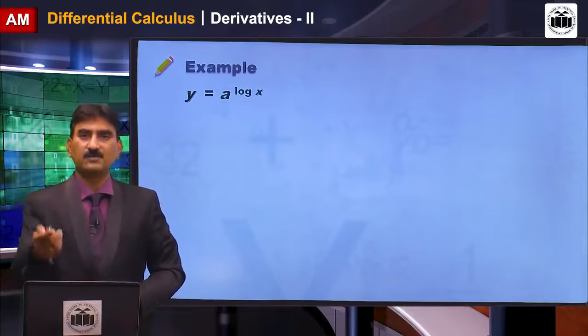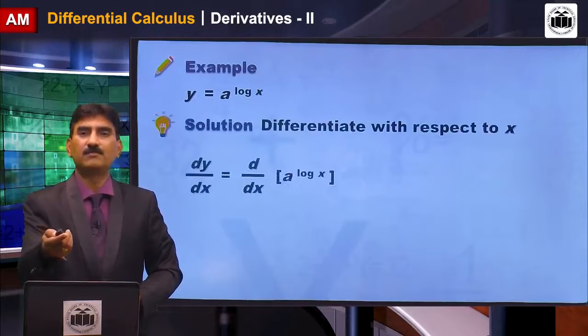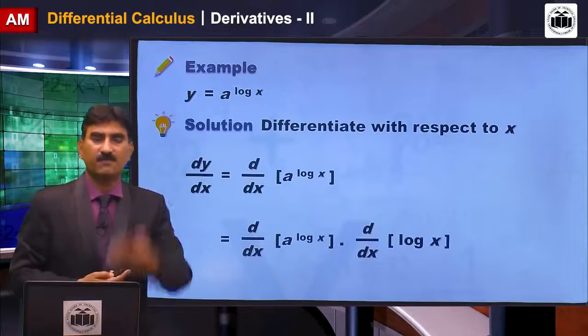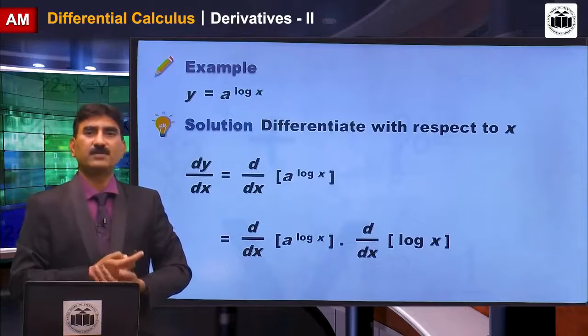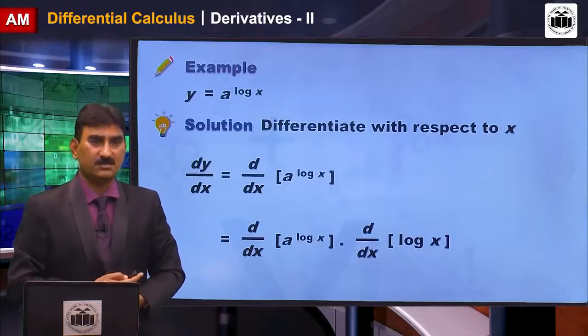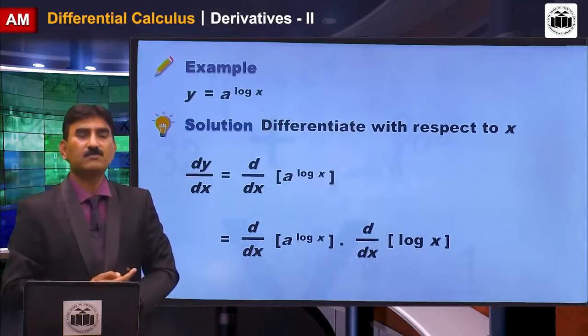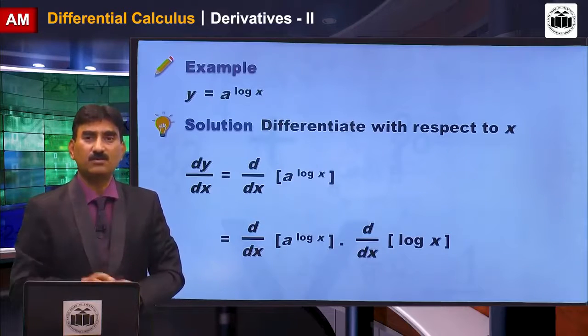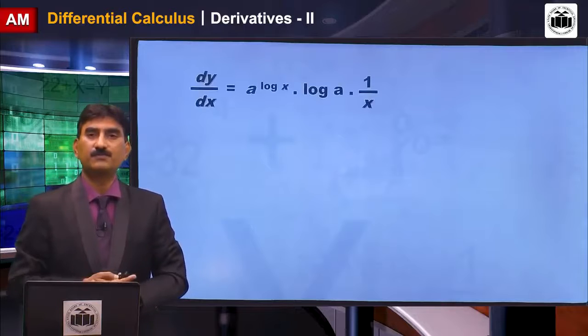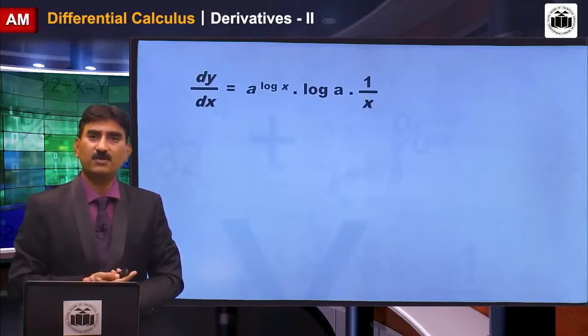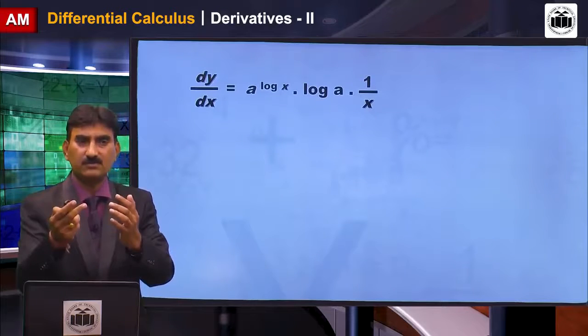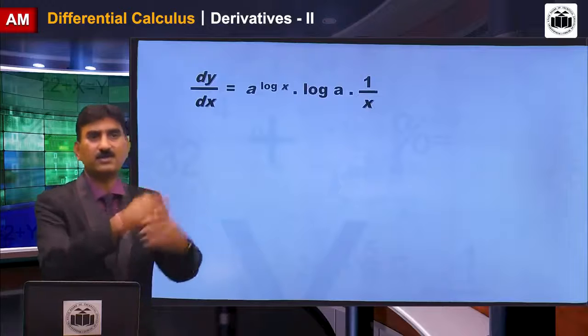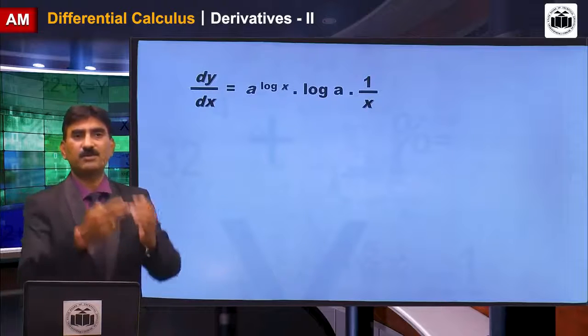Very good. So let's see here. First you take the derivative of a raised to log x, and then you take the derivative of log x. This is called chain rule. So what is the derivative of a raised to log x? This is just like a raised to x. What is the derivative of a raised to x? A raised to x into log a.